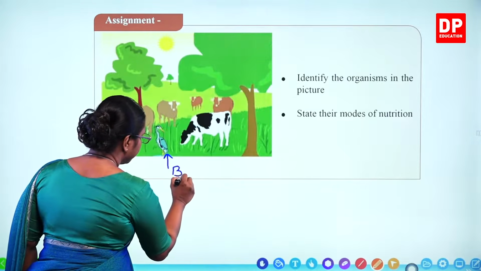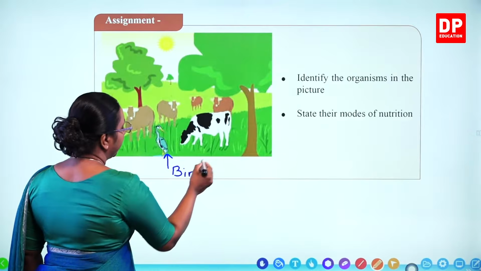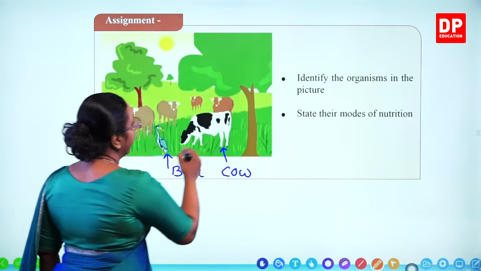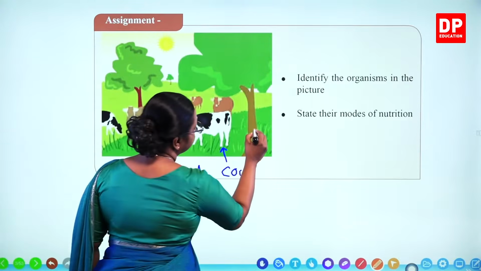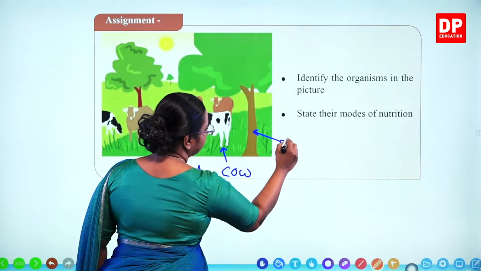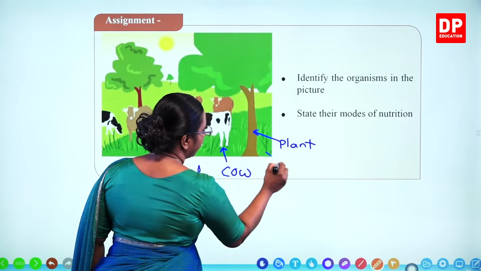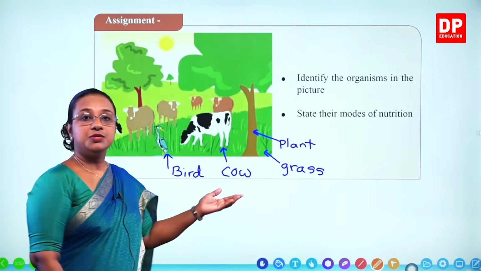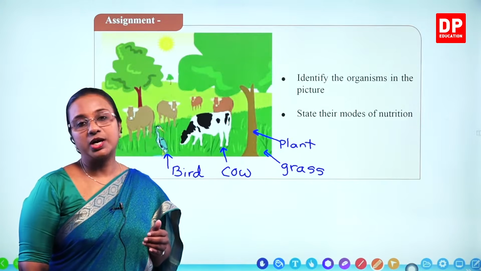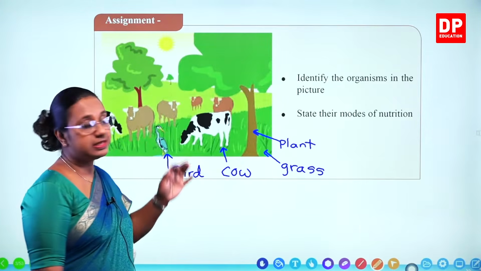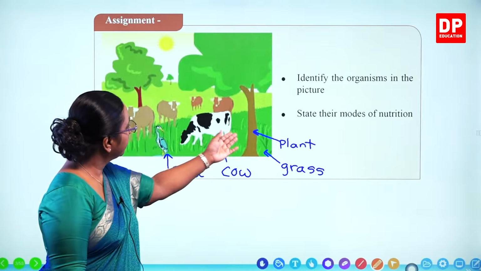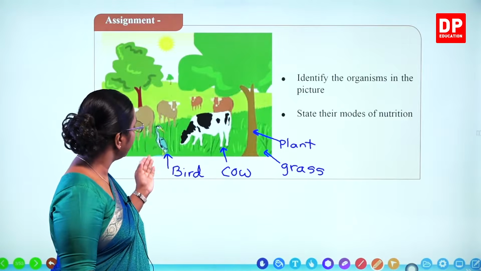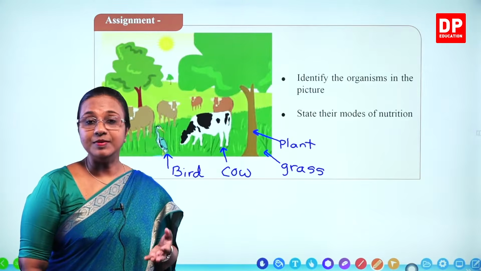This is a bird, and here we can see a cow. So that is again an animal. And here we have the plant and the grass. So out of these four organisms, you all know the basic classification. Plant and grass both come under kingdom Plantae, and cow and the bird comes under kingdom Animalia.